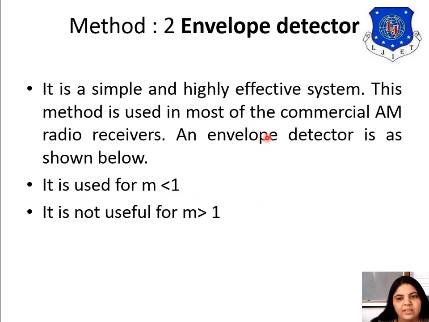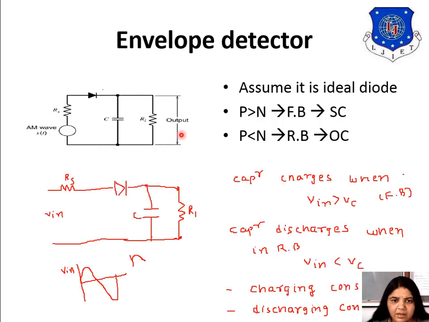Envelope detector, okay, that you will see in the figure. It is used when the modulation index m is less than 1. When m is greater than 1, this envelope detector won't produce the output, so it is a limitation that it will not work for m greater than 1. Okay, so now we will see the diagram. This is the diagram of the envelope detector. Very simple things are there.